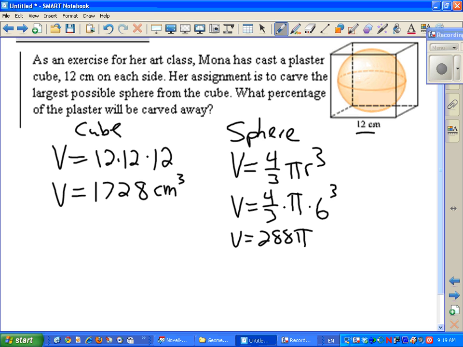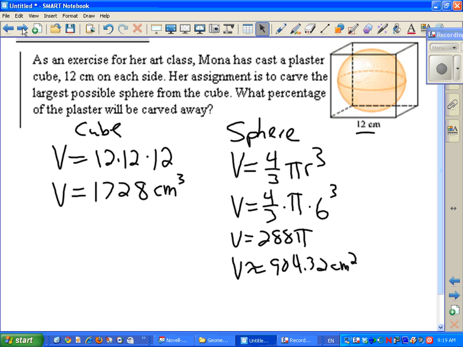Now, since I'm going to be comparing it to the volume of the cube over there, I had better multiply this out. So I get an approximate answer of 904.32 cubic centimeters. Okay, now remember what the question was asking. The question was asking what percentage of the plaster will be carved away. So we need to figure out what will be thrown away.